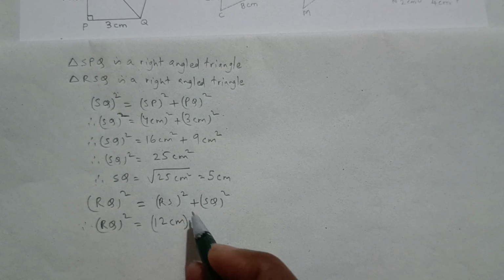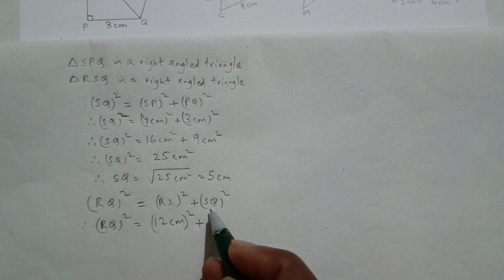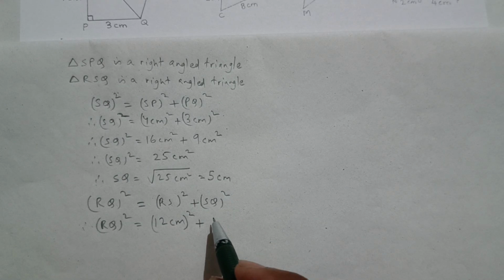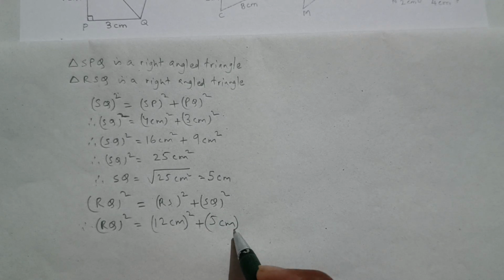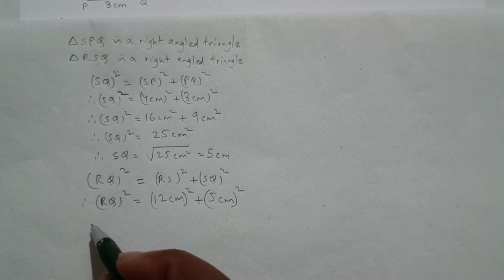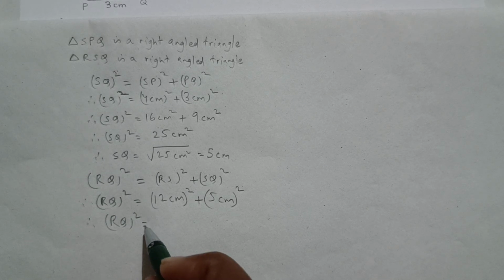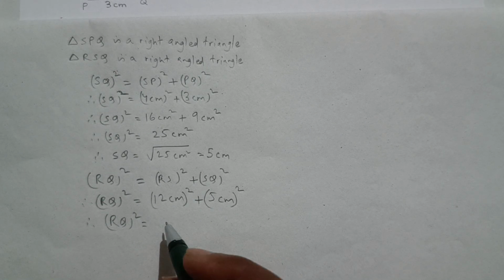So 12 centimeter whole square plus SQ whole square. Now SQ is 5 centimeter, so 5 centimeter whole square. Therefore RQ whole square is equal to 12 centimeter whole square plus 5 centimeter whole square.